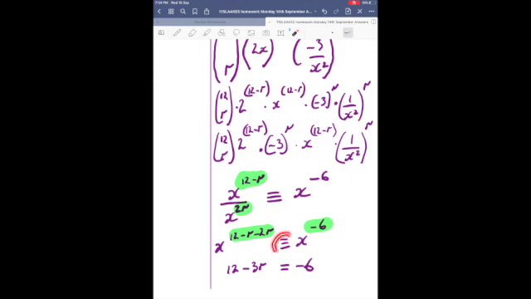Notice I've changed from the identity sign, the three lines, to the equals. Here there's only going to be one solution, whereas here, this is identical for all values of x. Now down here, let's finish it off. We've got 3r is equal to 18, so therefore r equals 6.